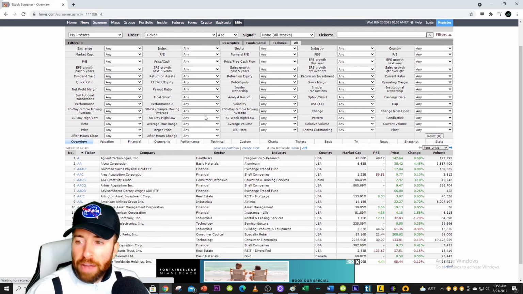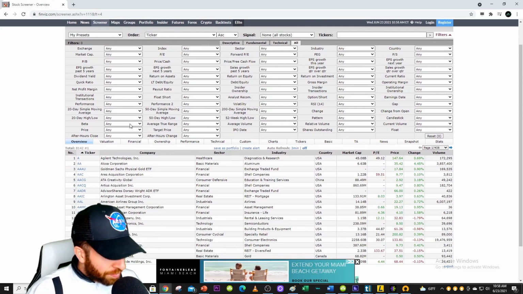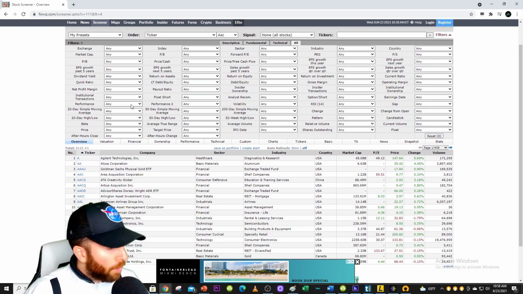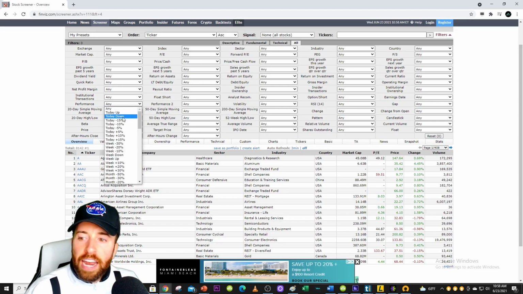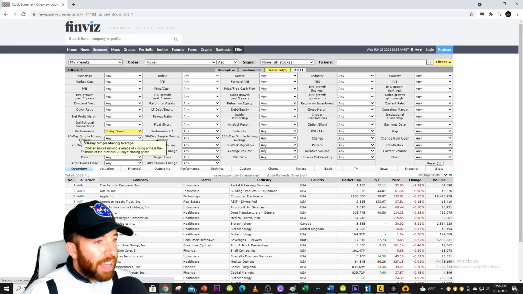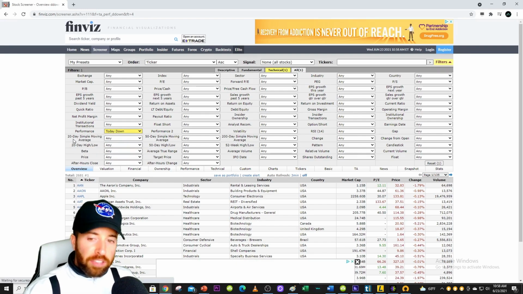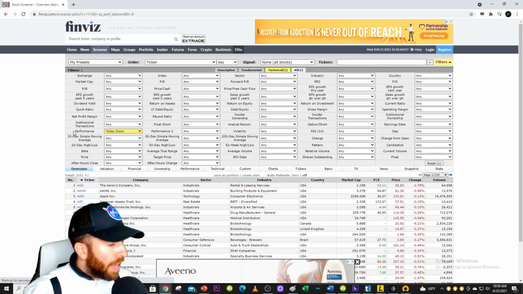The first thing we have today, let's start with the left column. We're going to click performance. For performance, we are going to go with today being down, because we want to find stocks that are falling that have opportunities for us to buy them back on up.